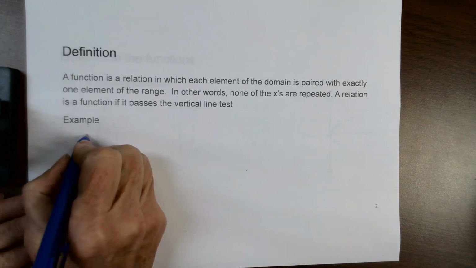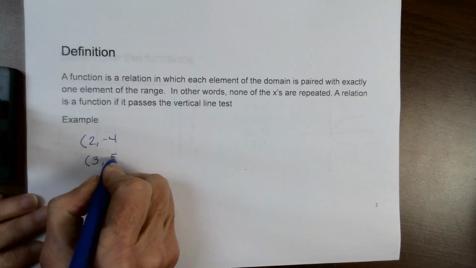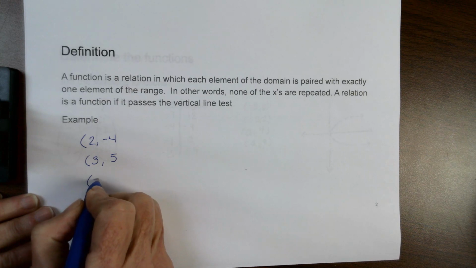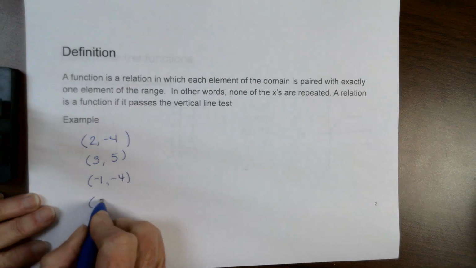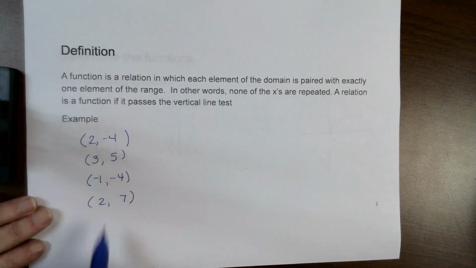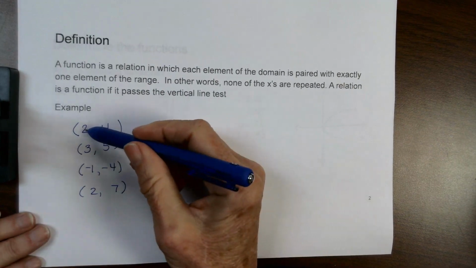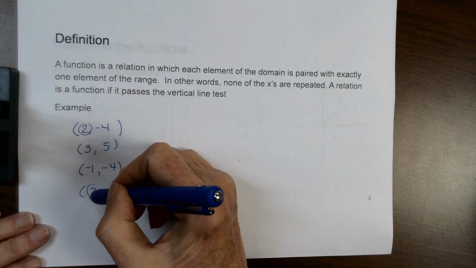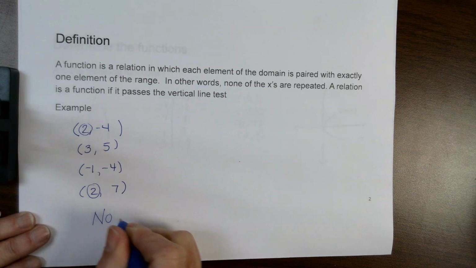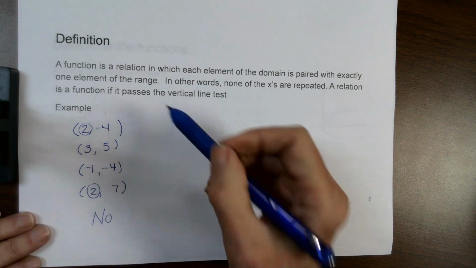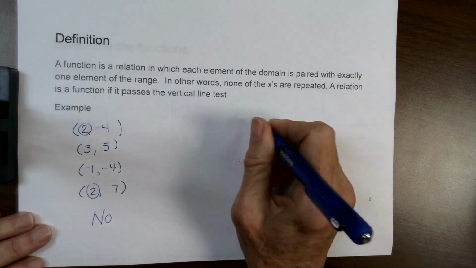Maybe you have a set of ordered pairs. You've got (2, -4), and you've got (3, 5), and you've got (-1, -4), and you've got (2, 7). And I ask, is that a function? Well, I look at the x values, and I notice that this and this are the same x value. So this is not a function. Now, the y values can be repeated and have it not be a problem, but the x values cannot.